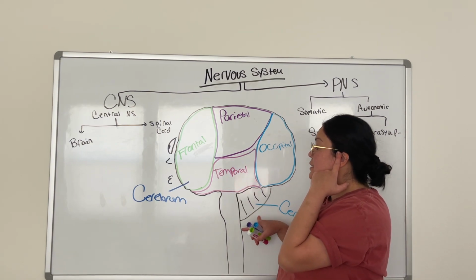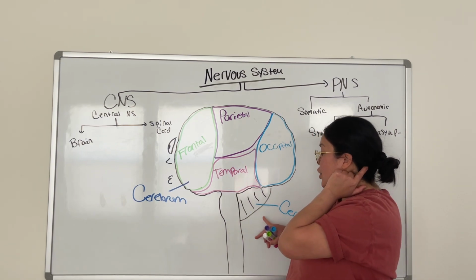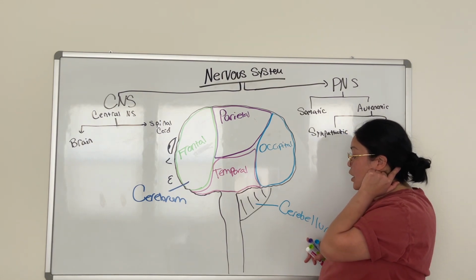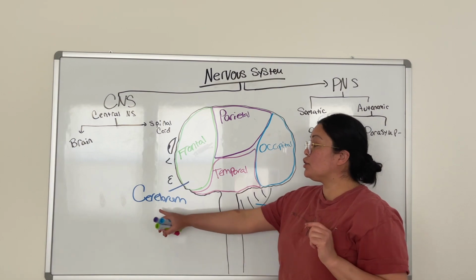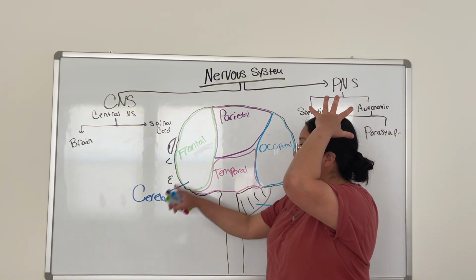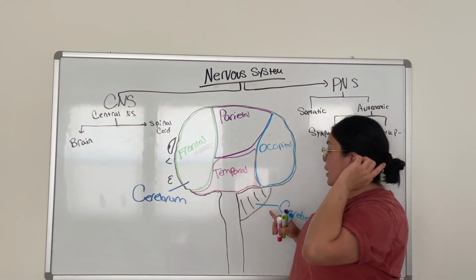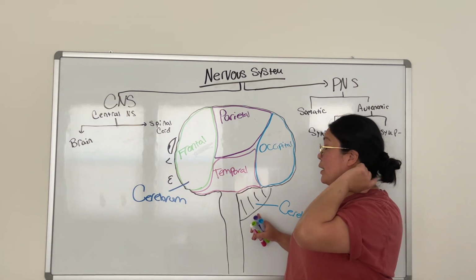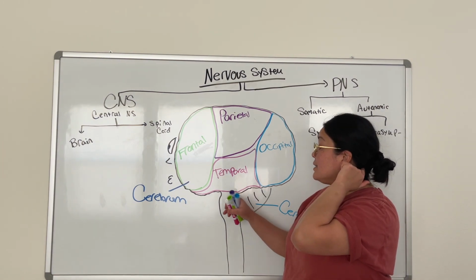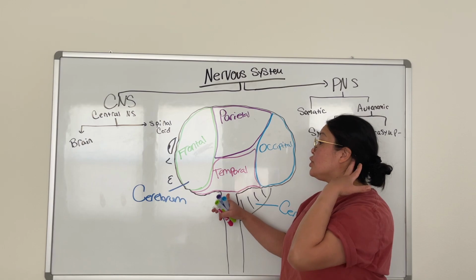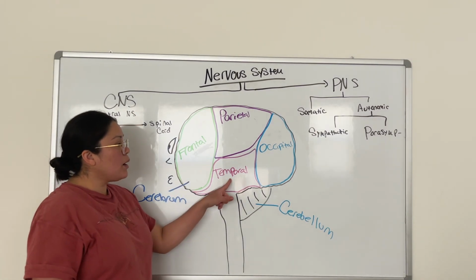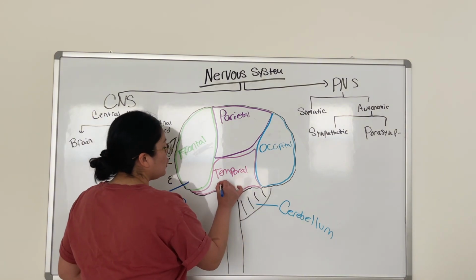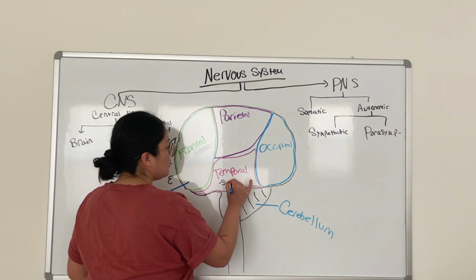And then snug down right back here, you have your little brain, which is the cerebellum, okay? So your 2 major parts: your cerebrum, which includes your 4 lobes, and then your cerebellum, your little brain way back here. And then attached to this is, of course, your spinal cord that goes down the back. So your temporal lobe is going to interpret sound.